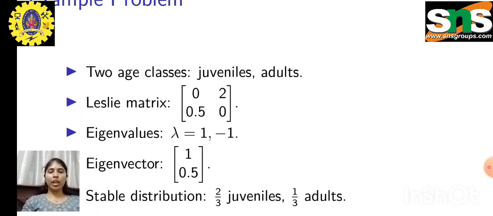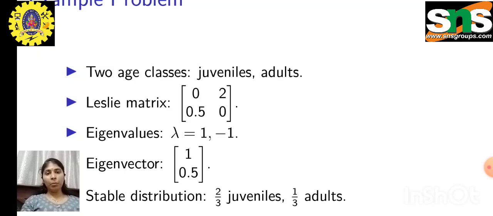Now we are going to see an example problem based on this. Here we take two age classes, one is juveniles and another is adults. First, let us construct the Leslie matrix as seen before. Here the Leslie matrix is 0, 2, 0.5 and 0.